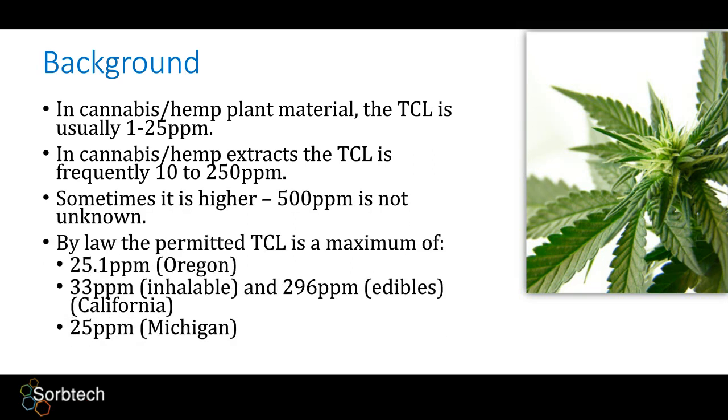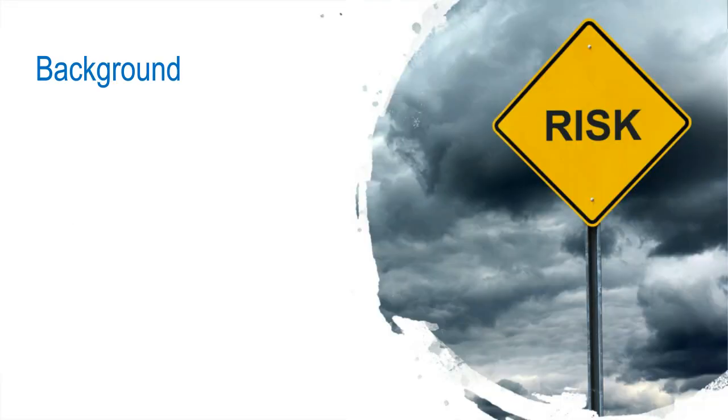By law, the permitted TCL is a maximum of 25.1 ppm in Oregon, 33 ppm for inhalable products, and 10 times that, almost 300 ppm for edibles in California. And Michigan and most of the other states have followed Oregon and have the same list and the same permitted levels. So we'll get into that in some more detail. All of these levels are clearly health risks to users, and state authorities have already begun to mandate action levels for specific pesticides. And eventually the federal health authorities will follow suit.